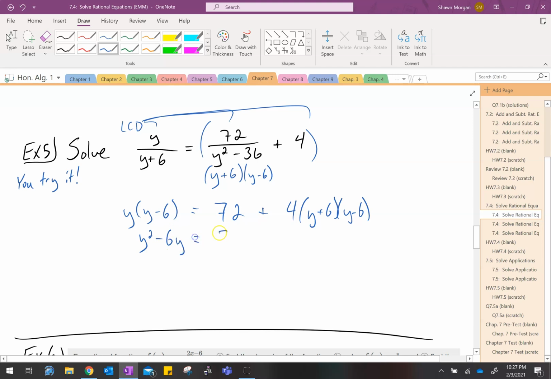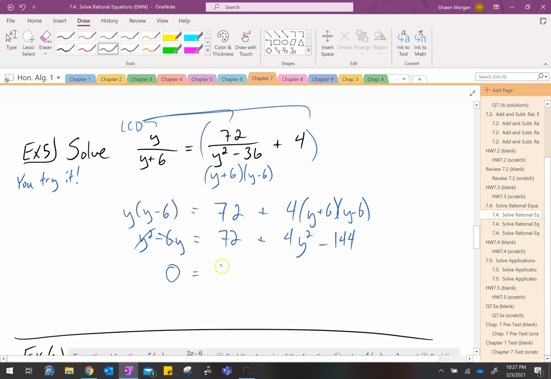Minus 6y, 72, and then we're going to have 4y squared minus, let's see, I think that's 144, if I'm not mistaken. 36 times 4. 144, yeah. Okay. So now I've got, like I said, a resulting quadratic equation. And so let's get everything on one side. Let's subtract y squared from both sides and add 6y to both sides.